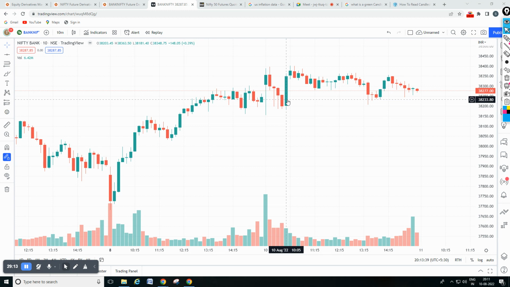This is my view. Again, I am saying this is my view. This might be wrong, this might be right. I do not want to justify that. This is the only way, this is the way I think. What your setup is saying, on that way you have to work. So we'll see only today's market.